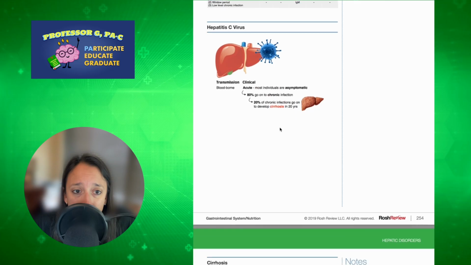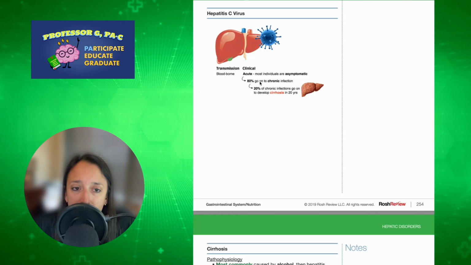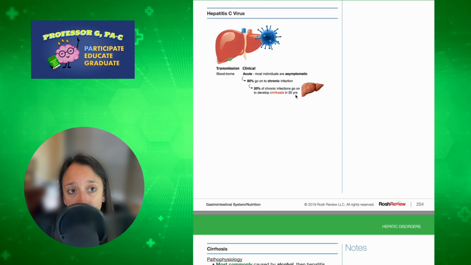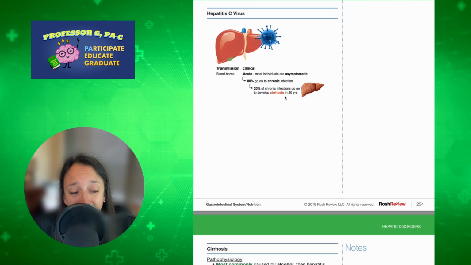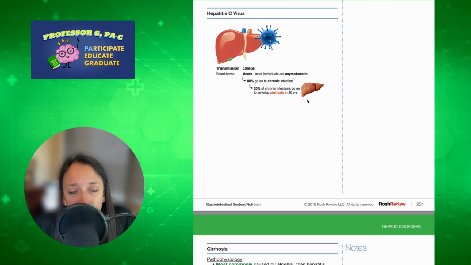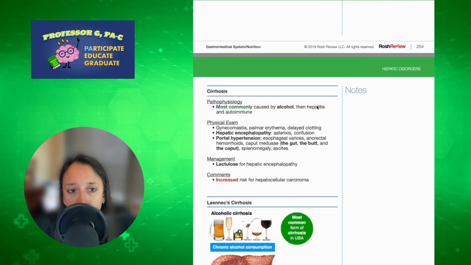Hep C. Hep C, the acute process is usually asymptomatic. 80% of these patients, though, go on to have chronic infection, and of those, 20% develop cirrhosis. The good thing about hepatitis C is that we can treat it nowadays. It's very expensive, the treatment and stuff, but we can treat it. So we are seeing lower and lower rates of hepatitis C.